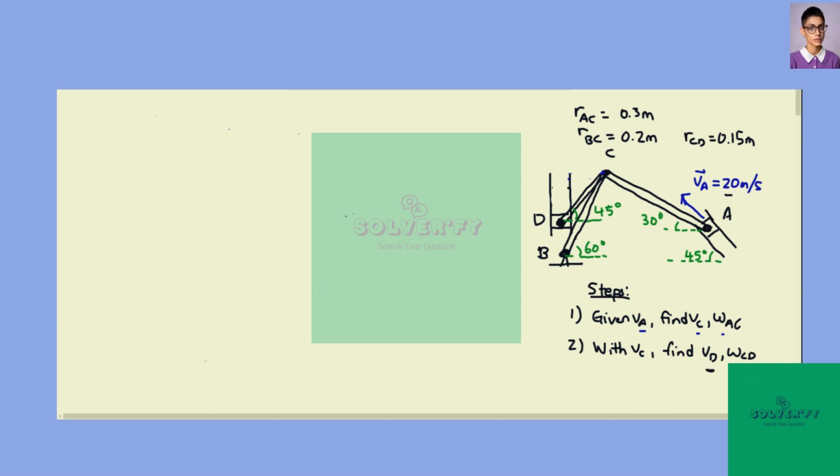So in this case, we want to find VC first because D is linked to C. To find VD, we need VC because there's a link between C and D. So first we need to find VC, and after we find VC, we can find VD. We are given that VA is 20 minus cosine 45 degrees I plus sine 45 degrees J. And so this is 10 root 2 minus I plus J.